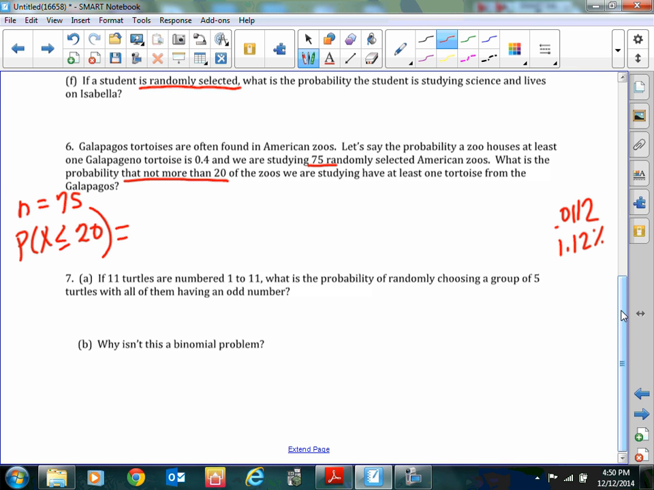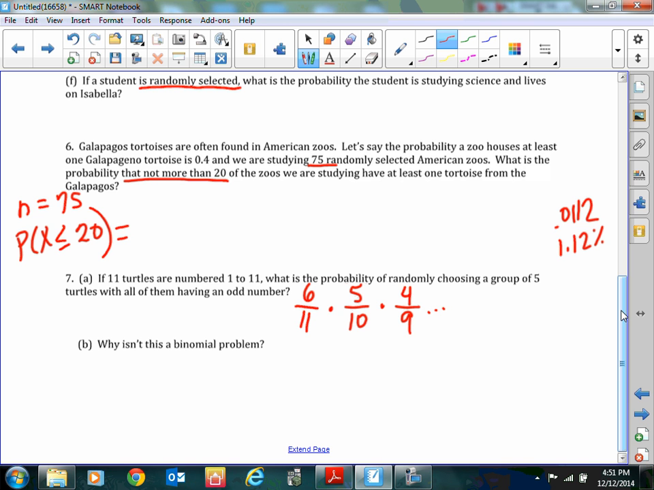All right, now 7 is kind of a tricky question in that it says if 11 turtles are numbered 1 to 11, what's the probability of randomly choosing a group of 5 turtles with them all having an odd number? This one we haven't seen a lot of, but to get an odd, there are 6 odd out of 11. Then for the next turtle to be odd, there's 5 out of the remaining 10 turtles, and then 4 out of the remaining 9, and so on.